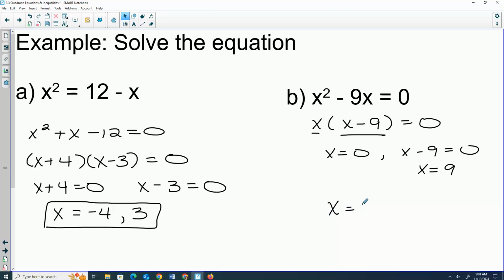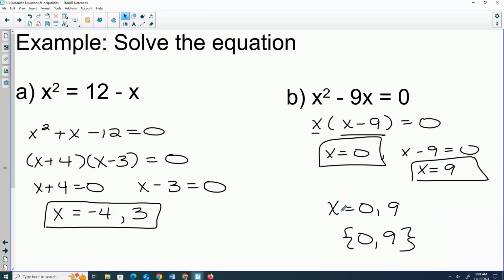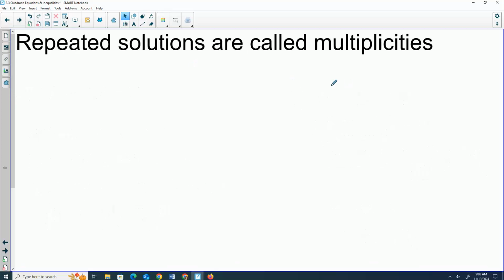I don't care if you want to list it, if you want to write it in a solution set, if you just want to box in your answers. I'm okay with any of these ways of writing your answers as long as I can identify them. Okay, so 0 and 9 are the solutions there. Sometimes we might get the same answer multiple times. So I might get 2 and 2 for an answer. That is called a multiplicity. So multiplicity is a repeated solution. We're going to use that term a lot in the coming section.